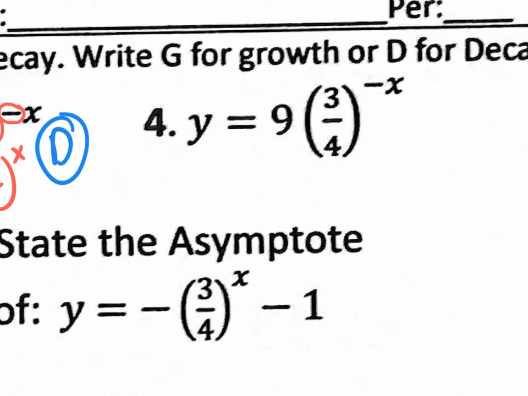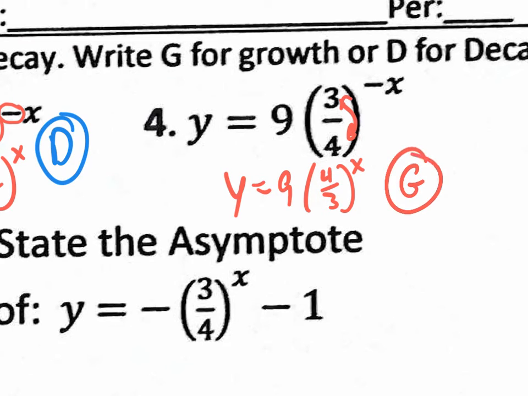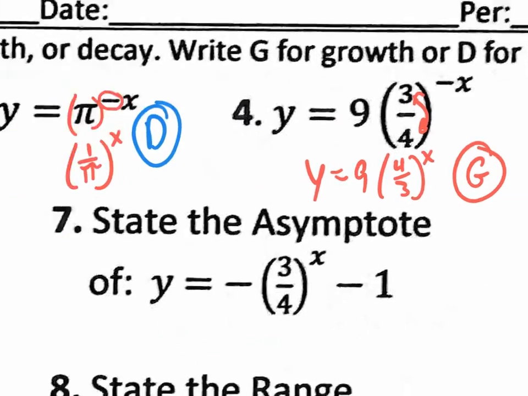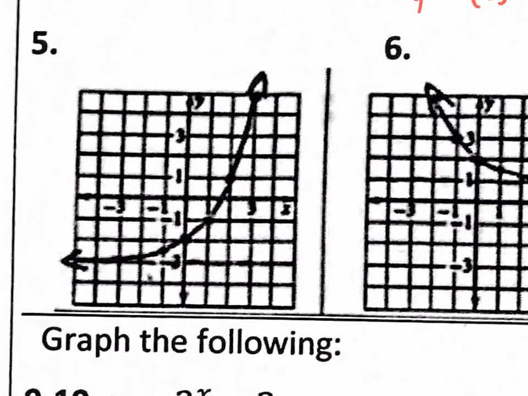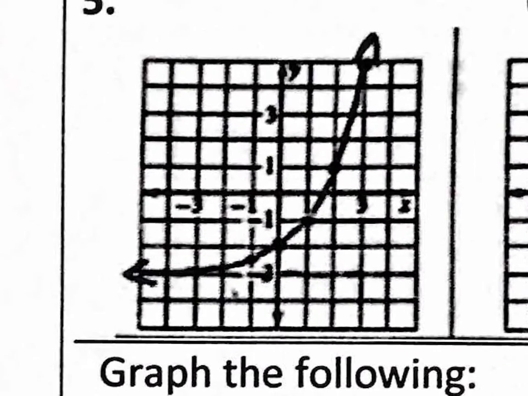Number 4, it's another negative exponent, which means I need to flip that fraction, flip that base. So I really have 9 times 4/3 to the x power. And now that you can see that base of 4/3 that's bigger than 1, that's 1 1/3, that is a growth function. Are you with me? Yeah. How about this guy? Is this a growth or a decay function?